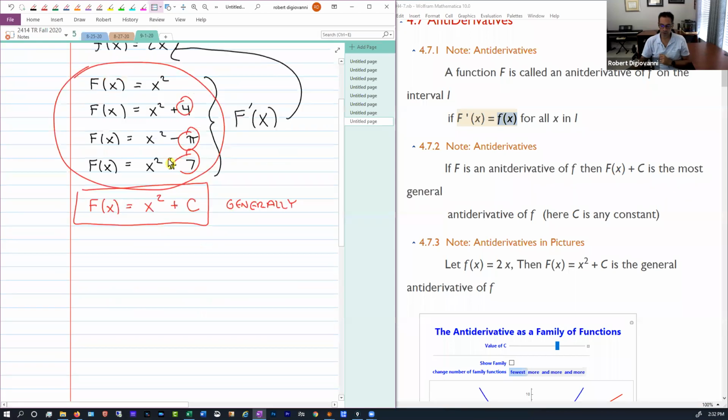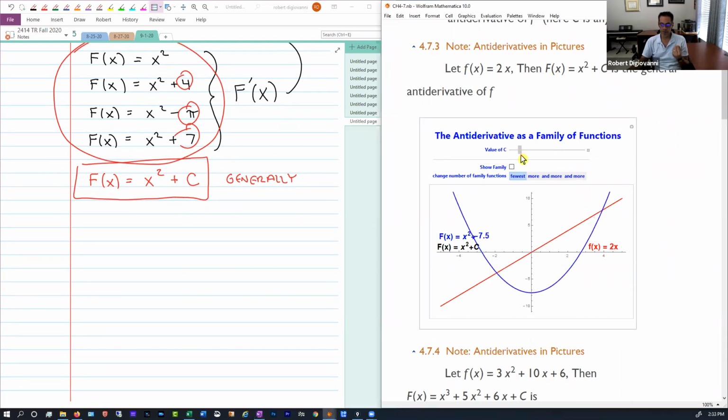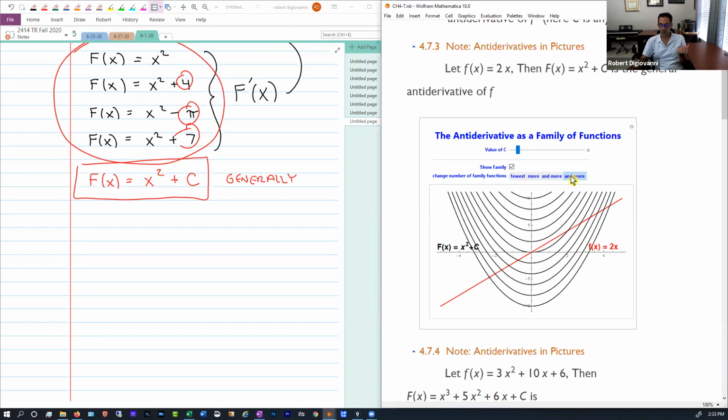So when we look at it visually, here's 2x, right? 2x is the red line. A specific example of an antiderivative is this parabola here, x squared plus 3. I could move that to x squared minus 8, and that would still be an antiderivative. But if I asked to look at a couple of them, or a few more, or a few more, all of those belong to the family of antiderivatives of 2x. That make sense?